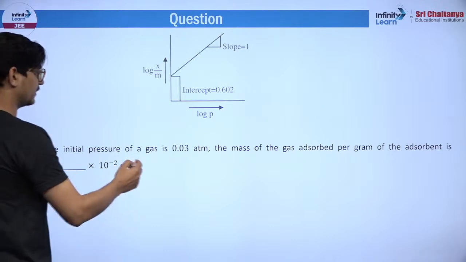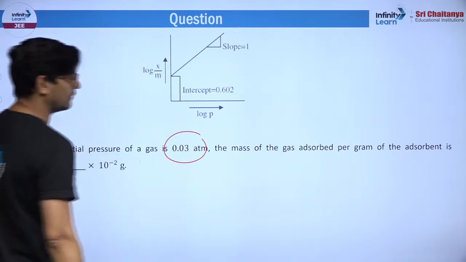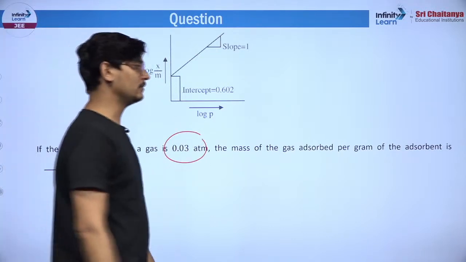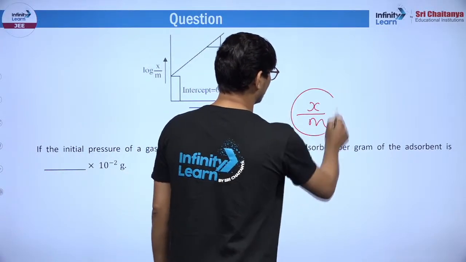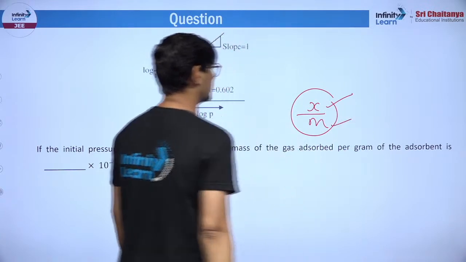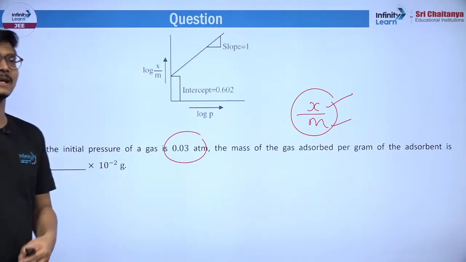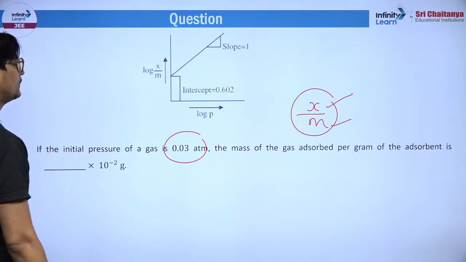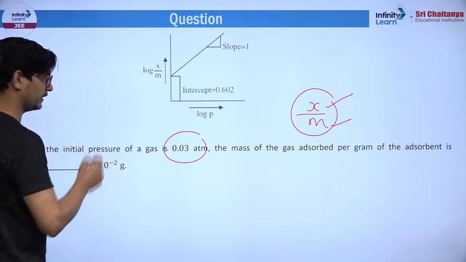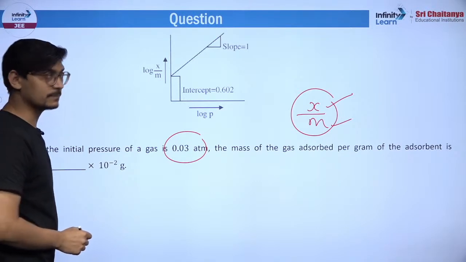The initial pressure of a gas is 0.03 atm. The mass of the gas adsorbed per gram of the adsorbent. So what they are asking basically is x by m. Mass of the gas adsorbed divided by mass of the adsorbent, which is basically extent of adsorption. ठीक है? Is how much? Okay, Freundlich adsorption isotherm, we assume that this is physisorption, right?